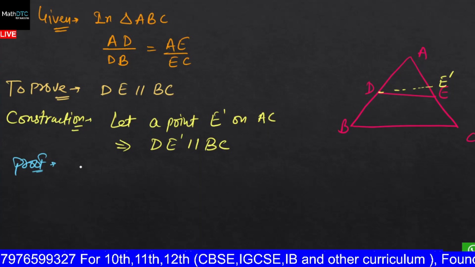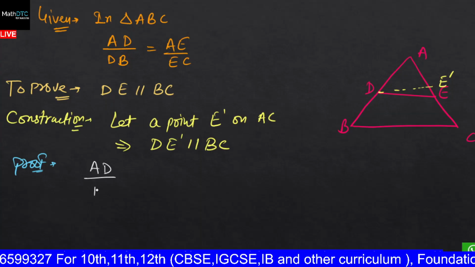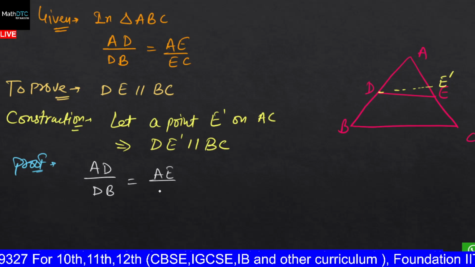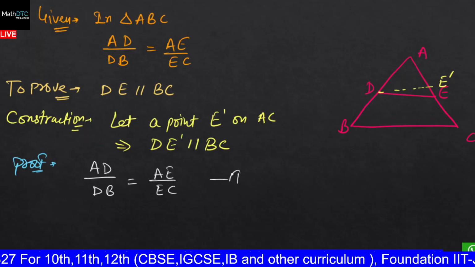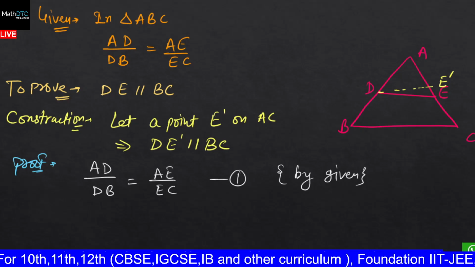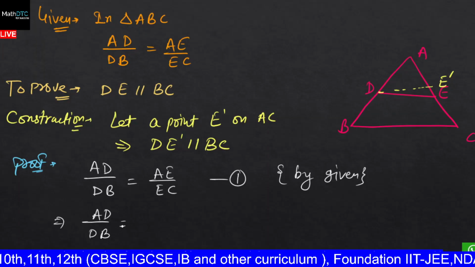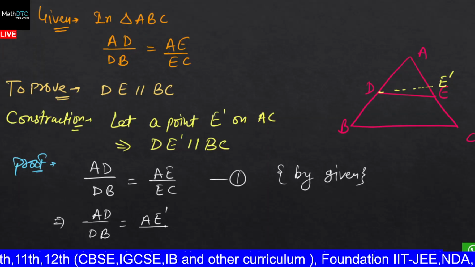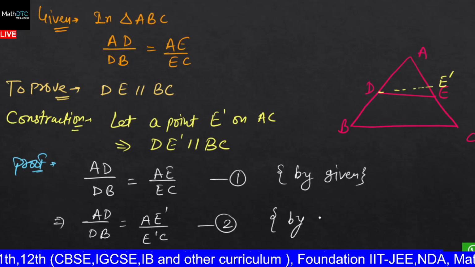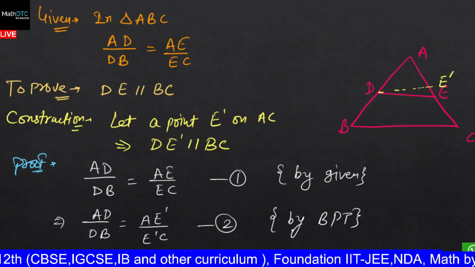In a triangle, AD upon DB is equal to AE upon EC. Okay, equation number 1, by given. This is already given. Do you understand? Now AD upon DB is equal to AE dash upon E dash C, by the statement of BPT. Remember the statement of BPT? What was the statement of BPT?